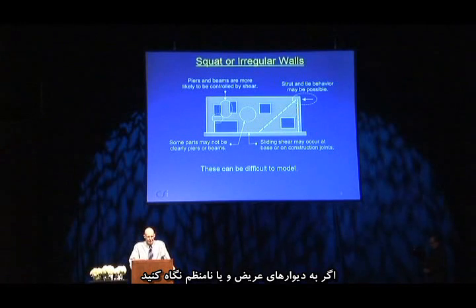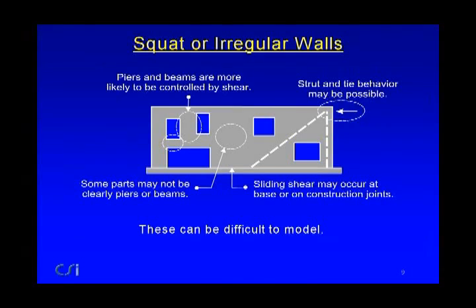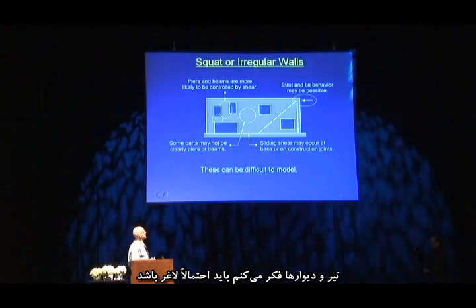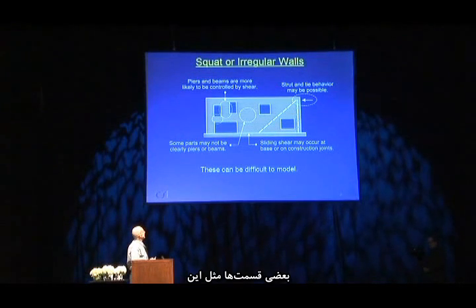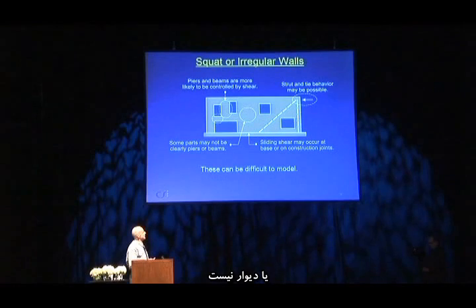If we look at squat or irregular walls, it could be something like this. And I'm not going to spend very much time on this because they tend to be a lot more complex. Piers and beams, I think, are more likely to be non-slender, and they're more likely to be controlled by shear. Some parts like this, it's not obviously a beam, and it's not obviously a pier.